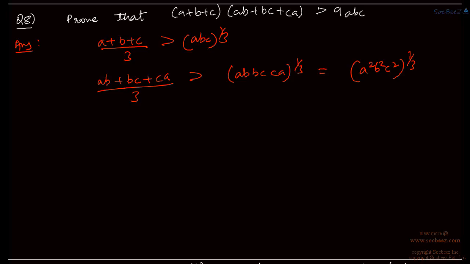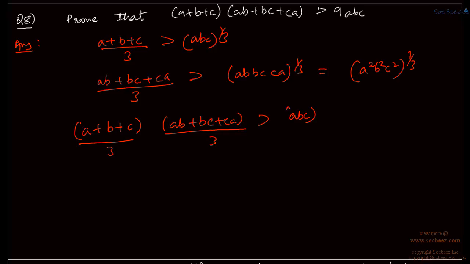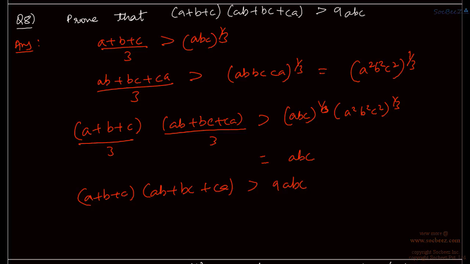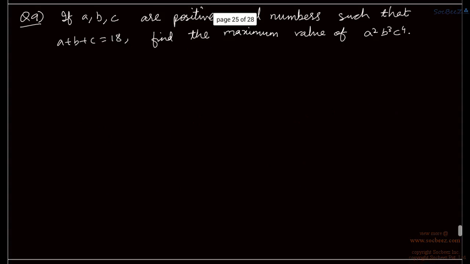Now I multiply both sides. Since the same inequality exists between both the equations, I can multiply the corresponding left hand sides and the right hand sides. So I get (a plus b plus c) into (ab plus bc plus ca) by 3 by 3 is greater than abc power 1 by 3 into (a squared b squared c squared) power 1 by 3. This is 1 by 3 as the power, so you can take that common, and you have (a cube b cube c cube) power 1 by 3, which is abc. And I cross multiply the denominator 3 by 3, the 9 here. So we see that just applying the AM-GM inequality, that arithmetic mean is greater than geometric mean, we get this relation.